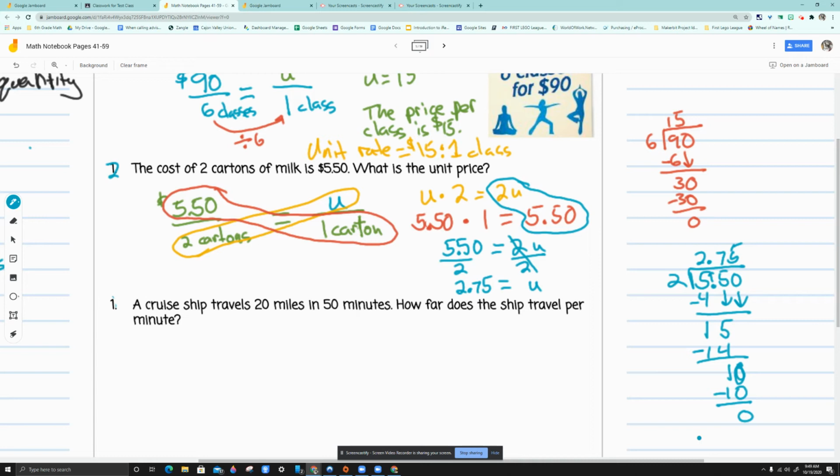So I could say the unit rate, or what is the unit price? The unit price, let's do this in green. The unit price or the unit rate. You could also say the unit cost. The unit price is $2.75 for 1 carton of milk.